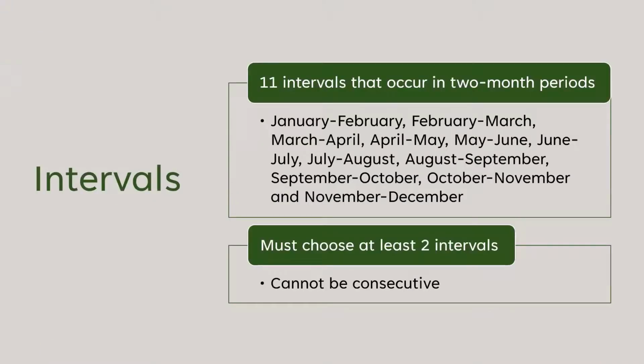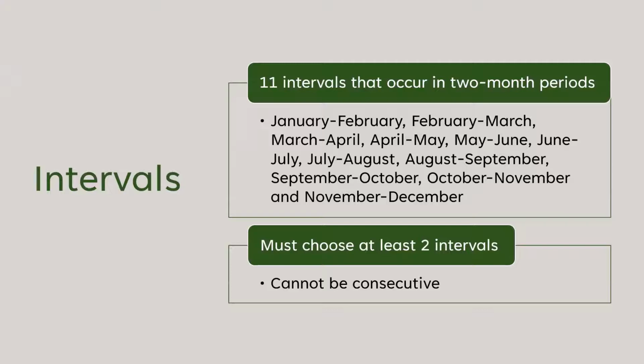Next up is the interval. So these intervals you choose from are 2-month periods. So the grower gets to choose which 2-month period they want, and it's things like February and March, April and May, or May and June.